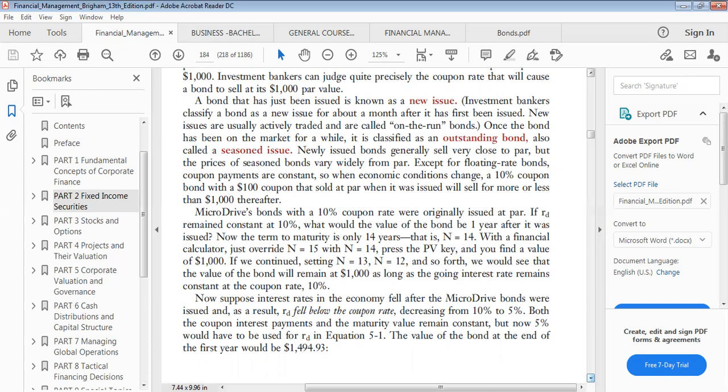If we continue setting n equal to 13, n equal to 12, and so forth, we would see that the value of the bond will remain at $1,000 as long as the going interest rate remains constant at the coupon rate of 10%.